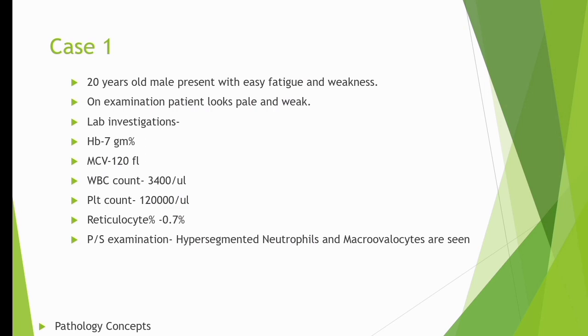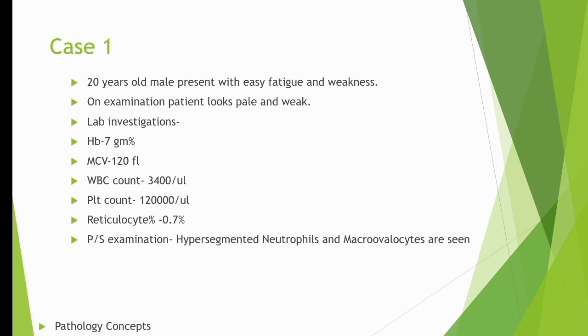Now we try to understand the different anemias by the case-wise approach. The first case is a 20-year-old male presenting with easy fatigue and weakness. On examination, the patient looked pale and weak. Laboratory investigation shows hemoglobin is 7 gram per dl, MCV is 120 femtoliter, WBC count 3400 per microliter, platelet count is 1,20,000 per microliter, reticulocyte 0.7%, and peripheral smear examination shows hypersegmented neutrophils and macro-ovalocytes.